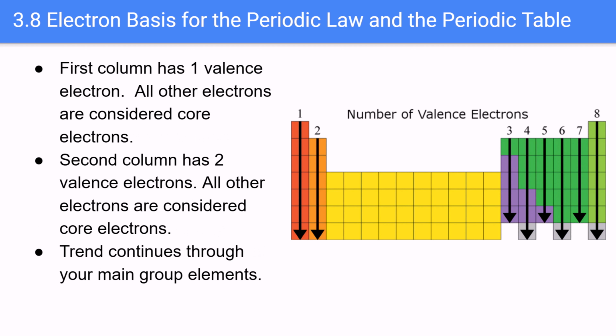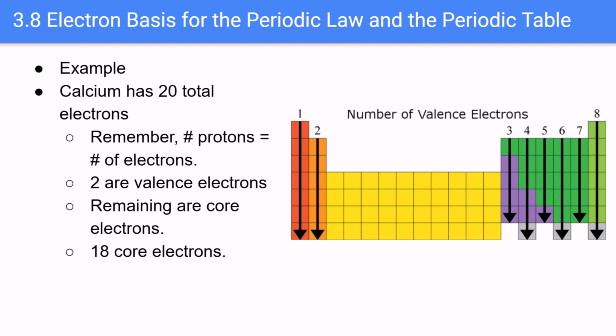So, as I mentioned before, the first column has 1 valence electron. All other electrons are considered core. The second column has 2 valence electrons. All other electrons are considered core electrons. And the trend continues through your main group elements. That is, the ones that are not the shorter groups that are found in the middle of the periodic table. So let's run through an example.